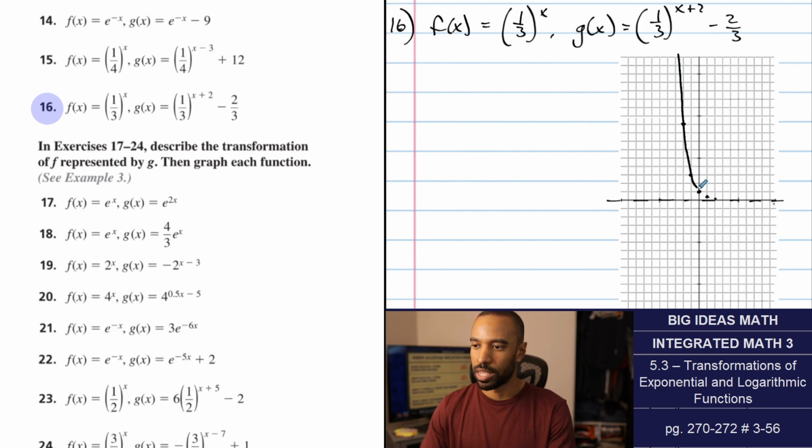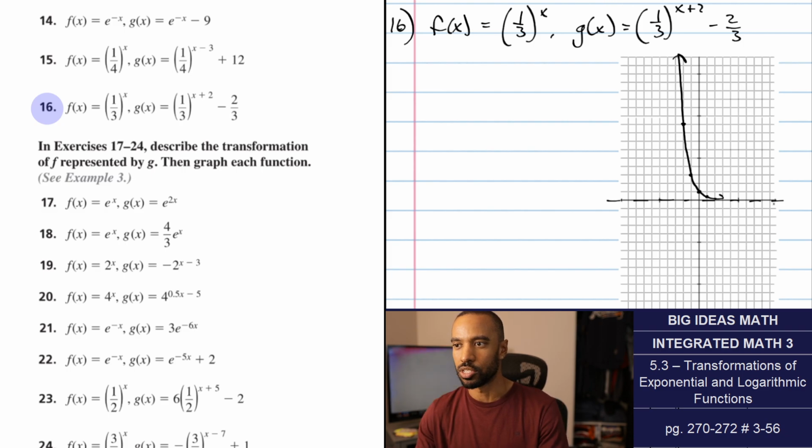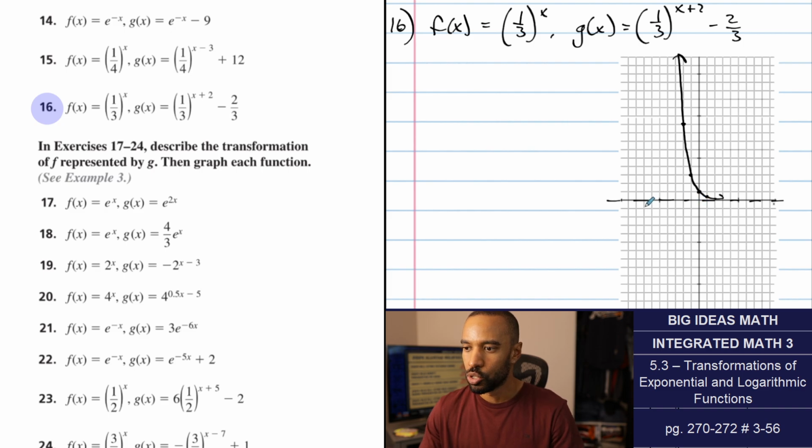So there's our original. Now this next graph here, we're going to have to translate 2 units and go down 2/3. This is going to be the no fun version of this one here. 2/3 down. It's not much further down than this right here. Somewhere between 0 and -1. Somewhere between -1/2 and -1, like that.